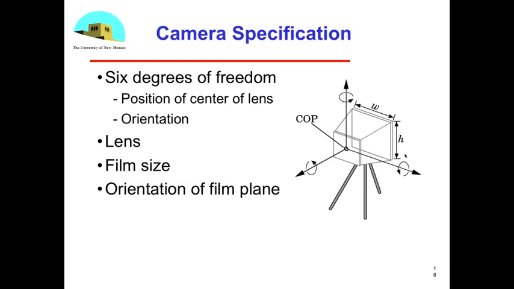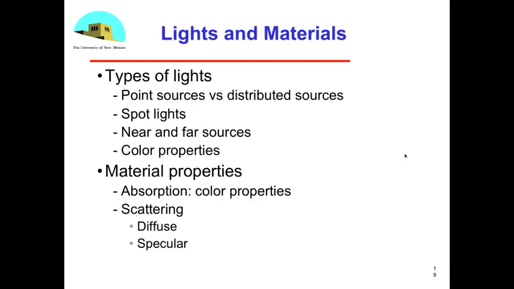We'll see whether we have functions that can do that. For lights and materials, when we get to this part in a few weeks, we're going to mostly talk about point sources. You can have a distributed source like a real light, but we'll deal realistically in our APIs primarily with point sources and variants of that. A spotlight is sort of like a point source. A point source goes equally in all directions, and a spotlight just takes a part of that.